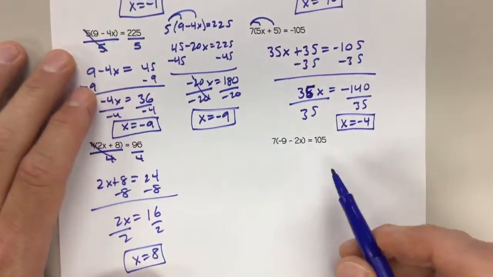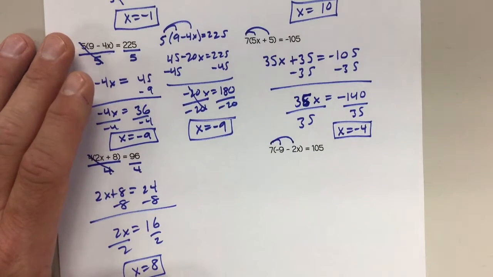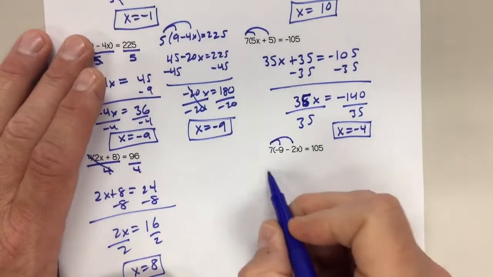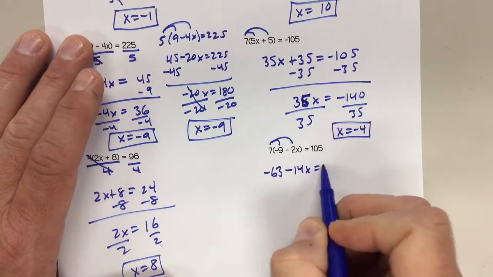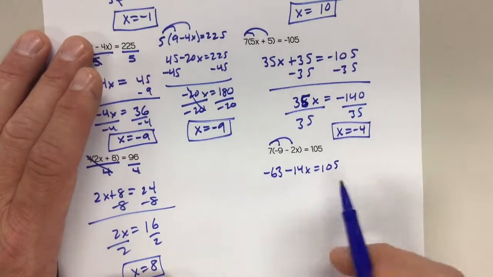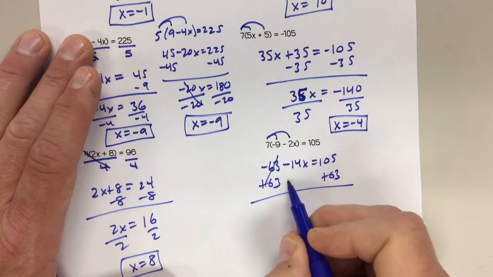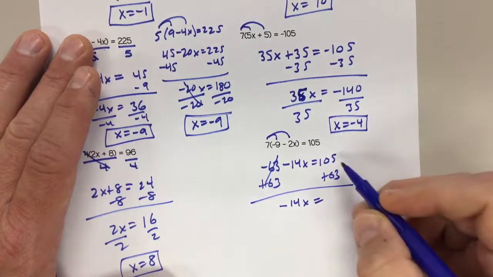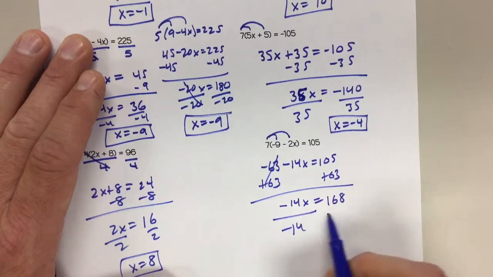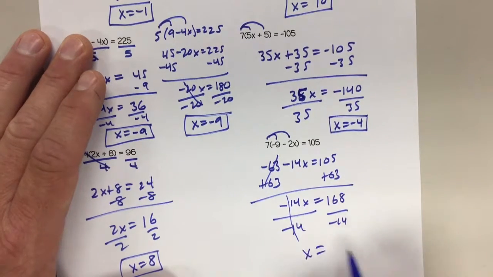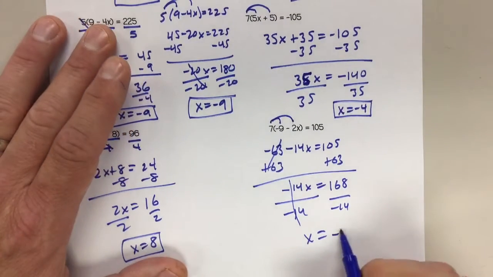For this last one, let's do the distribution method. So I have 7 times negative 9, which is negative 63. And 7 times negative 2 is negative 14x. Now it's a two-step equation. Add 63 to both sides. Be careful to bring down the negative with the 14. And this is 168. Then I divide both sides by negative 14. And if you have to use your calculator, don't worry about that. The answer is negative 12.